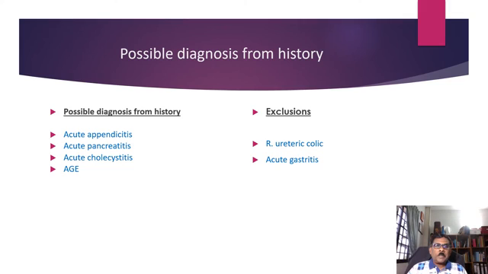Possible diagnoses from the history are these conditions: acute appendicitis, acute pancreatitis, acute cholecystitis, and AGE. Okay. From the history, we have excluded right ureteric colic, as there were no urinary symptoms and the pain was not in the right loin. Also, acute gastritis is unlikely because the location of the pain is not in the epigastric region.